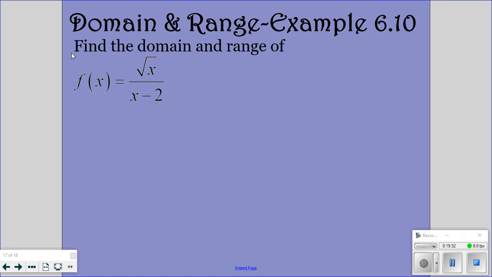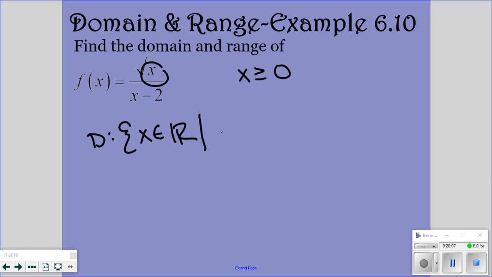Okay, so now we're going to find the domain and range of this function, the square root of x over x minus 2. So first off, when we have a radical, what numbers can we plug into the radical? Our x has to be greater than or equal to 0 because what's inside of the radical cannot be negative. So for our domain, x is an element of the reals, x is a subset of the reals, x is in the reals, however you want to say that, such that x is greater than or equal to 0.